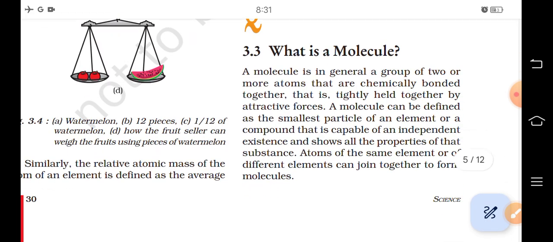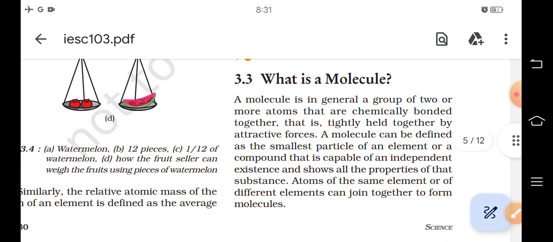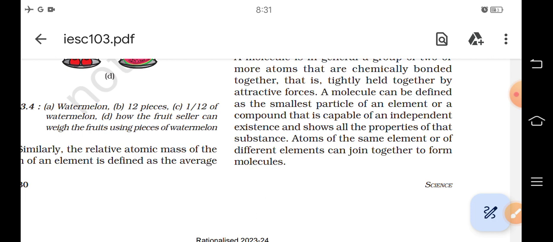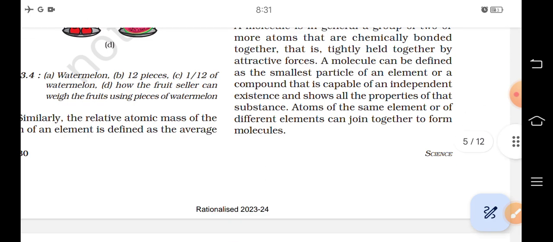3.3 What is a molecule? A molecule is in general a group of two or more atoms that are chemically bonded together, that is, tightly held together by attractive forces. A molecule can be defined as the smallest particle of an element or a compound that is capable of independent existence and shows all the properties of that substance. Atoms of the same element or of different elements can join together to form molecules.